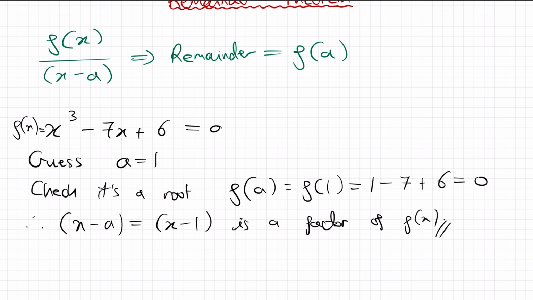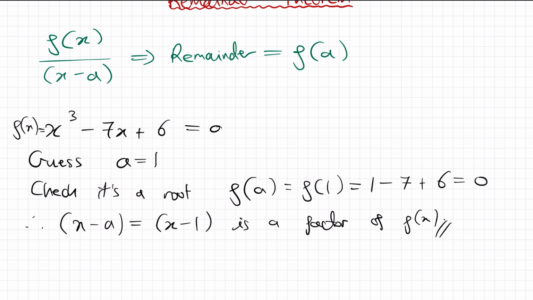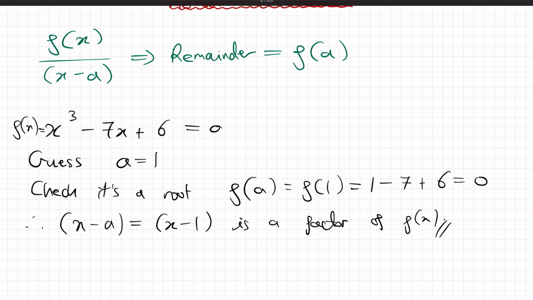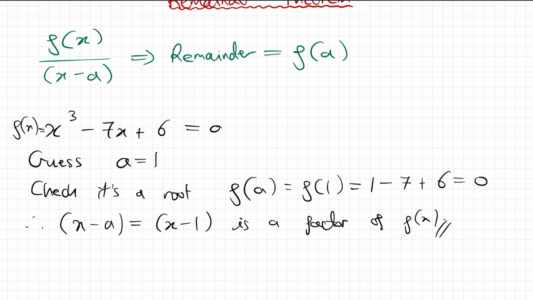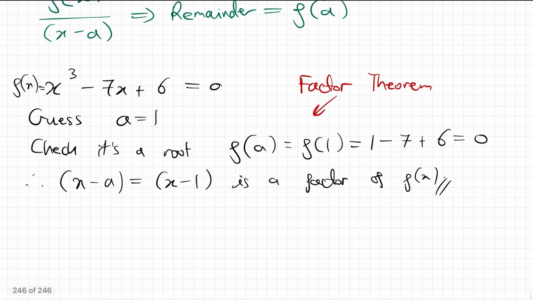And from here, we can just divide by this factor, either using long division or synthetic division, to give us a reduced version of f of x, which only has the other roots excluding x equals 1, and then you can repeat this. So that's one way, and this is what people call the factor theorem. And yeah, that's essentially it.